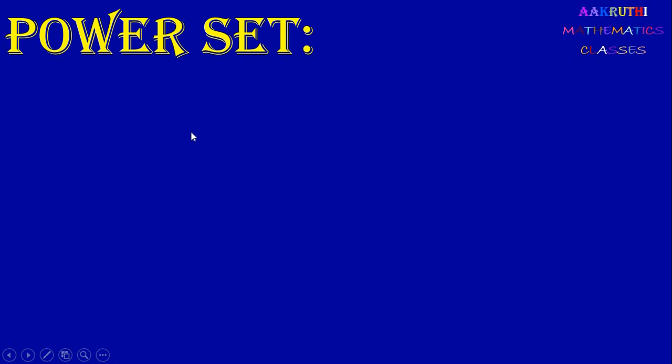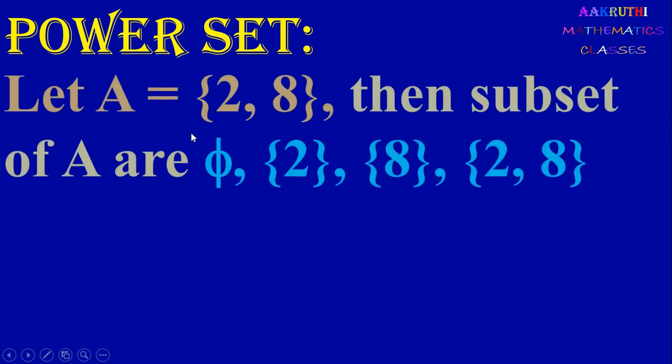So next it is power set. Now what is power set? First we take one example. We consider A equal to {2, 8}. We know how to write subsets. For every set, the empty set is a subset and the same set is a subset, and other subsets are the set containing 2 and the set containing 8. Totally there are 2 to the power 2, that is 4 subsets. So here we have 4 subsets of A.